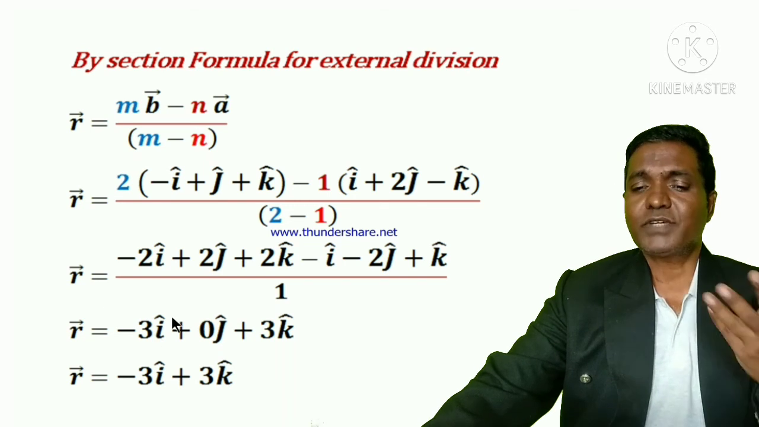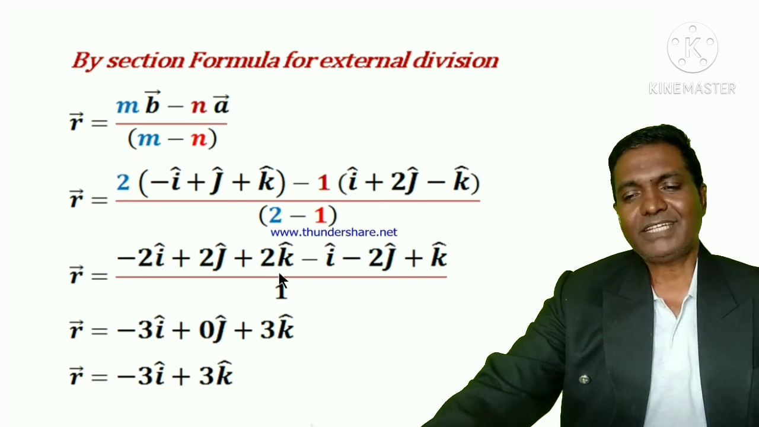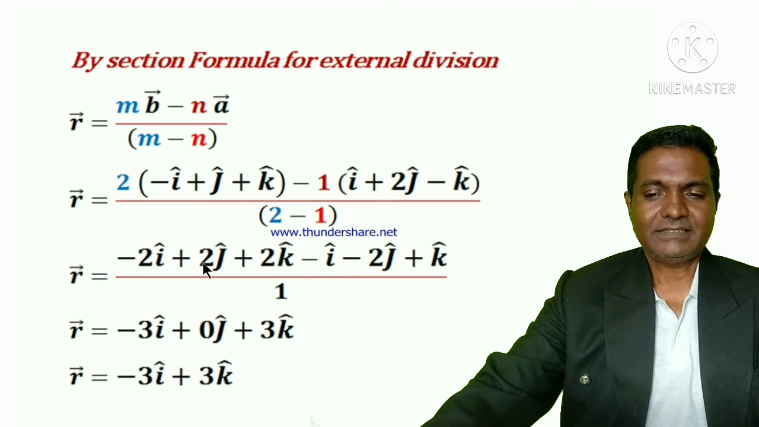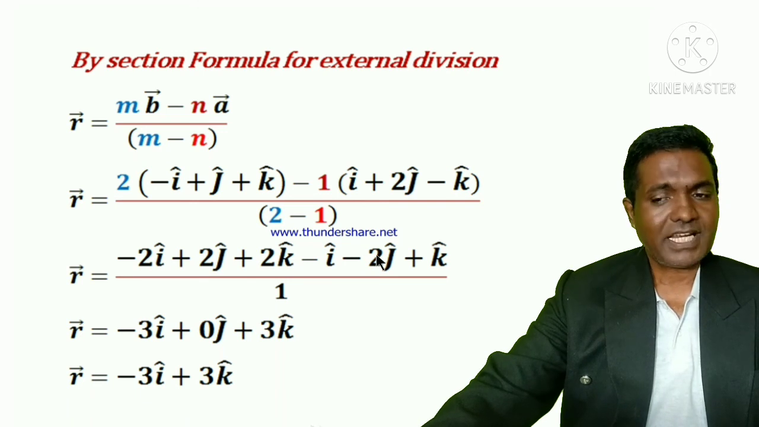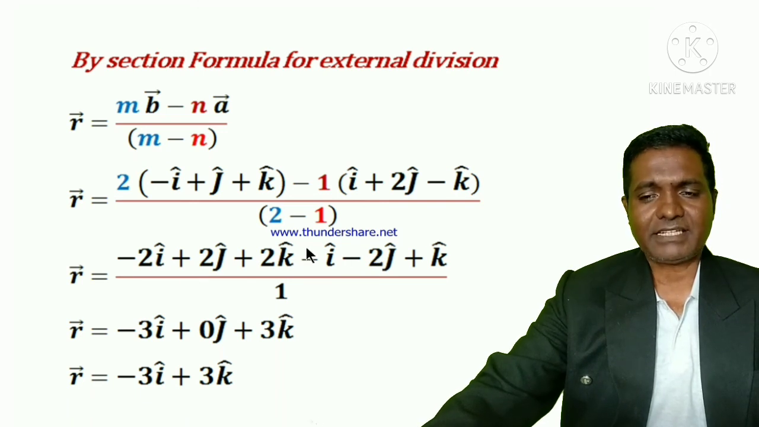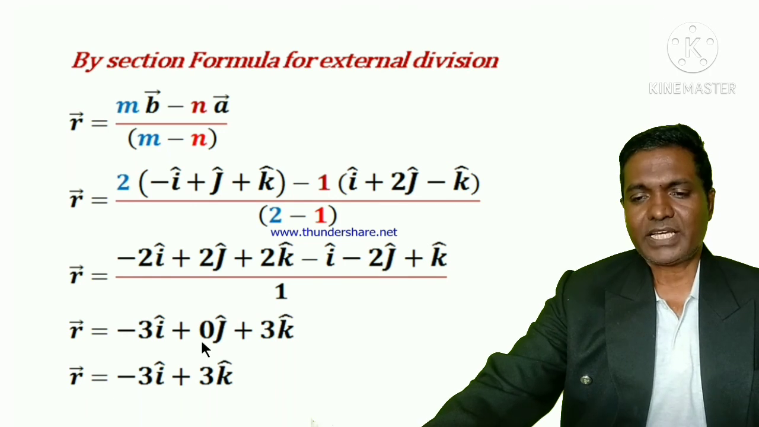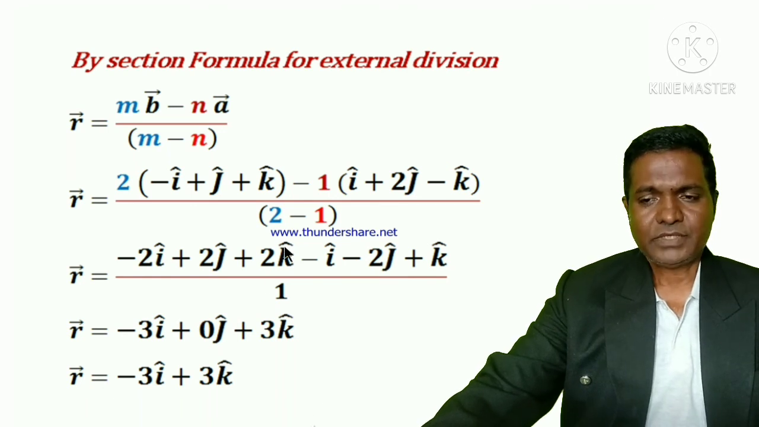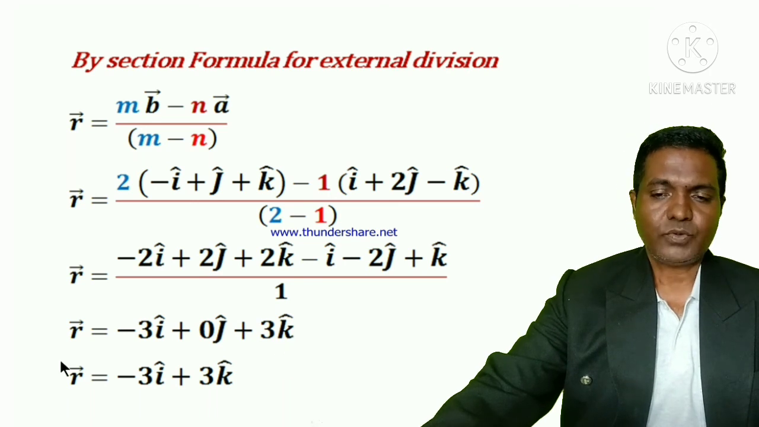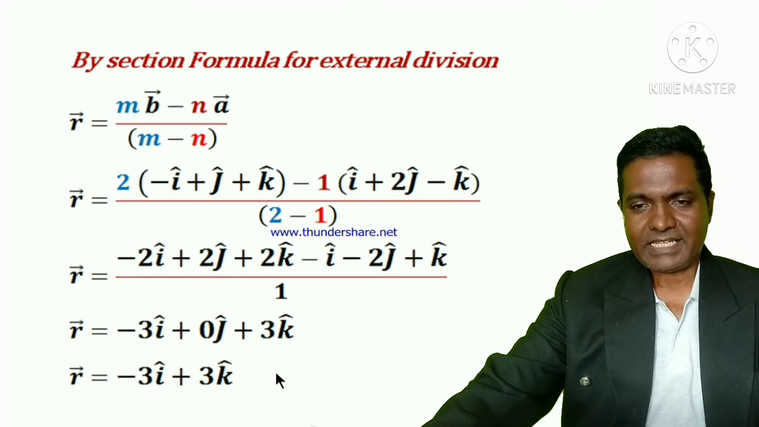Okay, if you want to use your calculator, simply you can add minus 2 minus 1. Like this, 2j cap and minus 2j cap get cancelled because they are same quantities but opposite in sign. So they are negative vectors, they cancel each other. So you can write 0 j cap. 2k cap plus k cap is 3k cap. So this is your equality. Either you can write this or you can ignore this j term. So you can write minus 3i cap plus 3k cap.